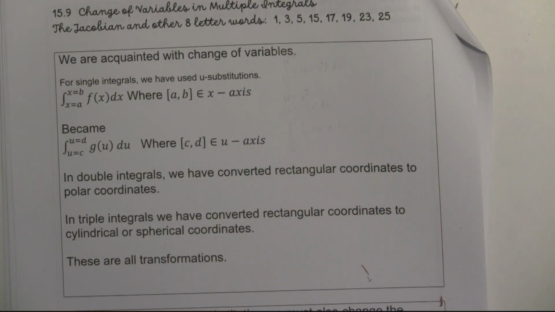And 15.9, the Jacobian is what we're going to be looking at. Basically, it's about changing variables. We have already done that a little bit in Calc 1, so we're going to do a little comparison from what we did in Calc 1.